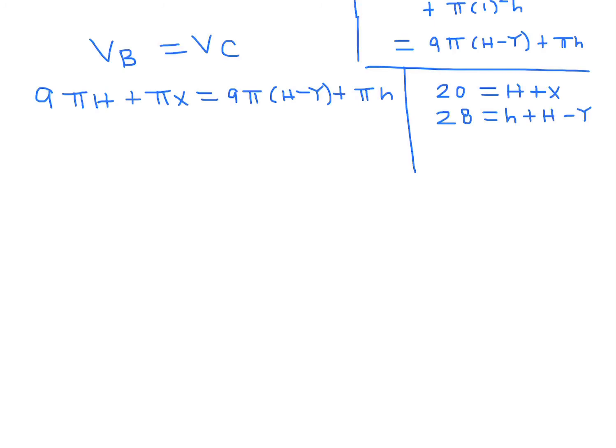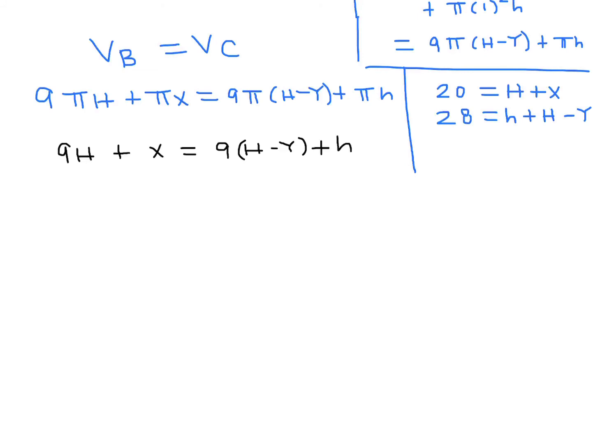So we got 9 pi H plus pi x is equal to 9 pi (H minus y) plus pi h. All right. Does anything cancel? Yeah, the pi's all go. Okay, that's great. So the pi's all disappear. You can just divide both sides by pi.